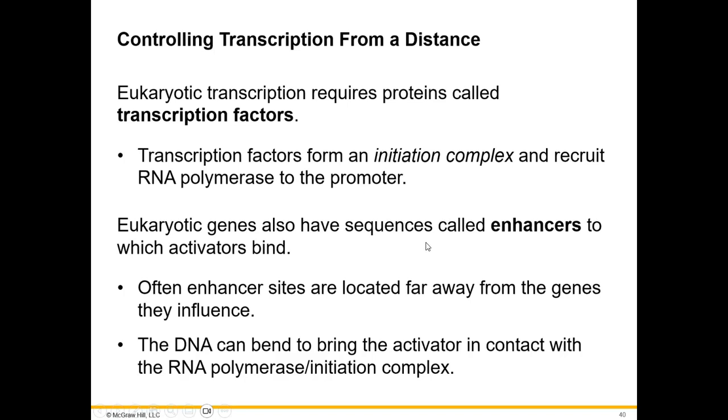Eukaryotic genes also have sequences called enhancers, and that's what our activators will bind to. Often we have enhancer sites that are located far away from the genes that they actually influence. And then the DNA can bend to bring the activator in contact with the RNA polymerase initiation complex.